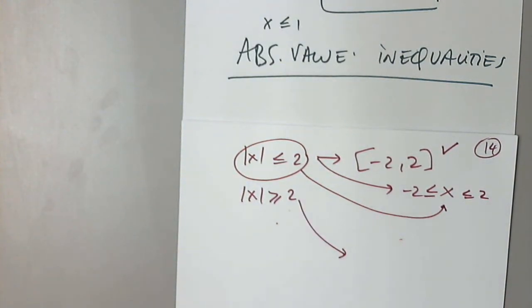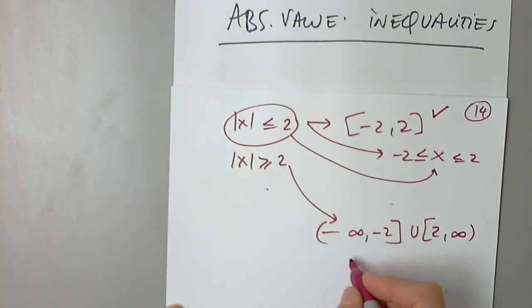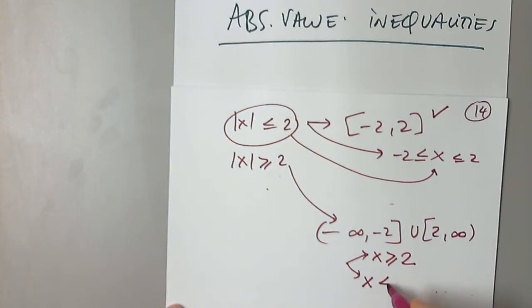This one will have this solution, which means it changes into two separate inequalities: x greater than or equal to 2 or x less than or equal to -2. So the first one means in between -2 and 2, numbers whose distance from 0 is 2 units or less.